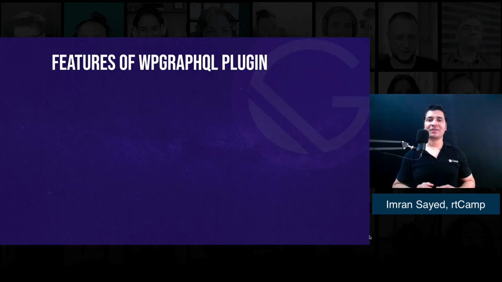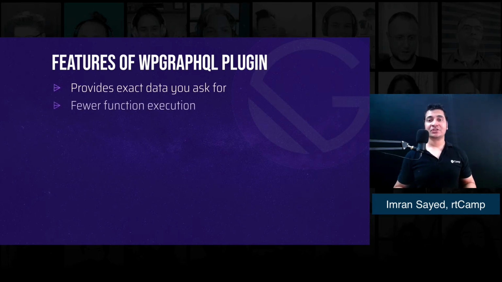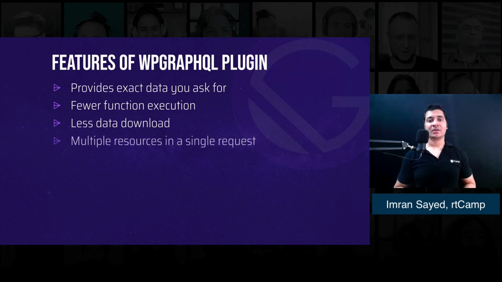Now, WP GraphQL is often faster than WP REST API because, like I just demonstrated to you, it gives you the exact data that you ask for. Fewer functions executing, less data downloading, and also multiple resources in a single request. And the best part is that the WP GraphQL plugin is also extendable, that allows us to easily hook into and add new GraphQL fields as per our needs.